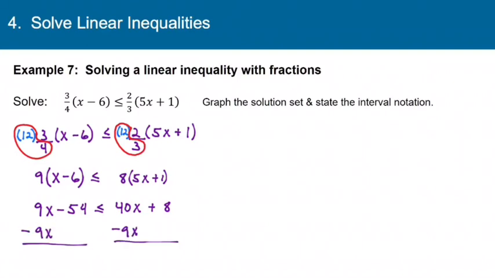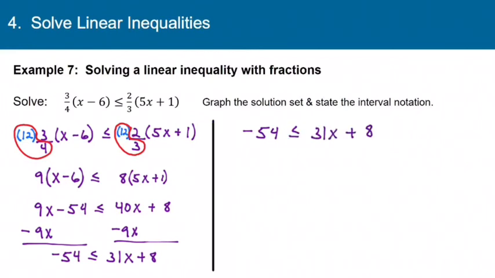So let's eliminate the smaller variable term. So I'll say minus 9x on both sides. That gives us negative 54 is less than or equal to, on the right side, 40x minus 9x is 31x, and then we have our plus 8. So let me recopy that up at the top of the page here. And so now we're ready to isolate the variable term.